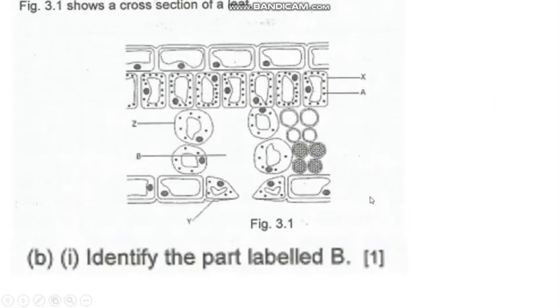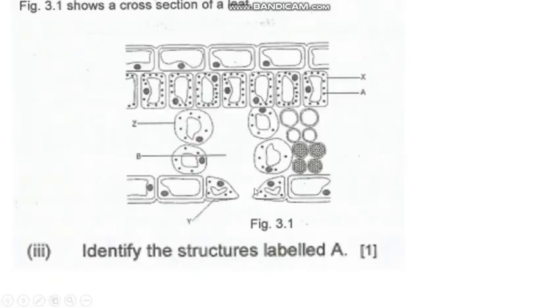So we have come to our question B. Our question B reads, identify the part labeled B. So when you look at this leaf, we have the part that is labeled B right here. So this part that is labeled B, this is the airspace. Okay, so part labeled B, this is the airspace. We have answered our question B1. We now move on to our question B3.